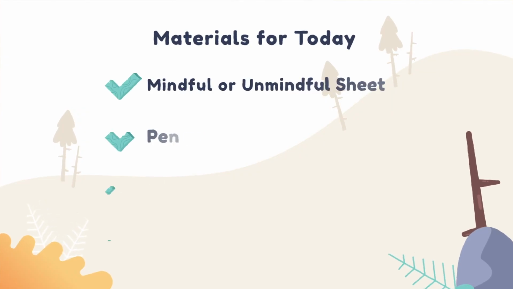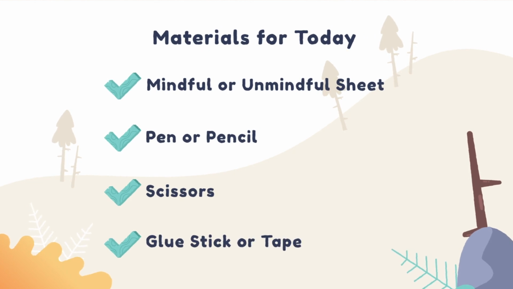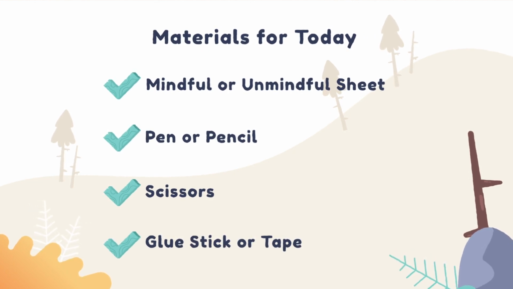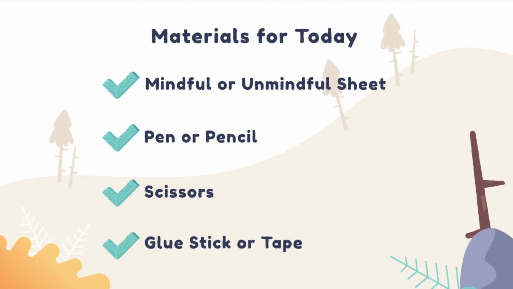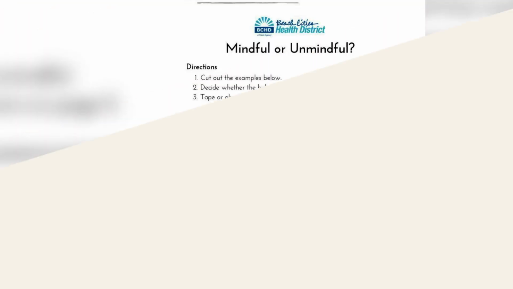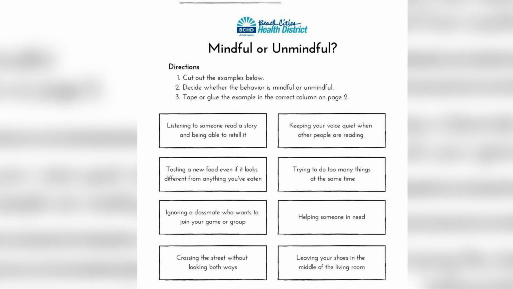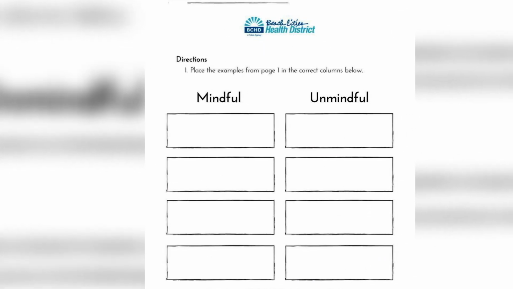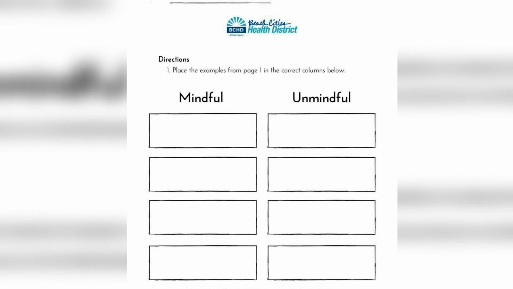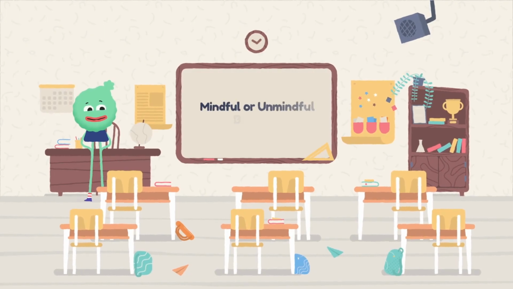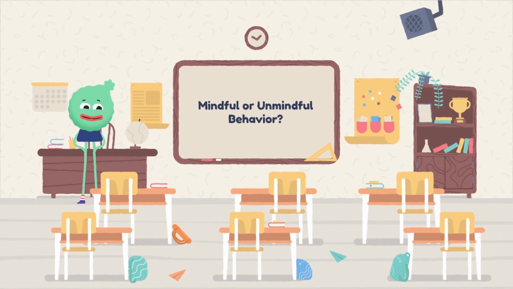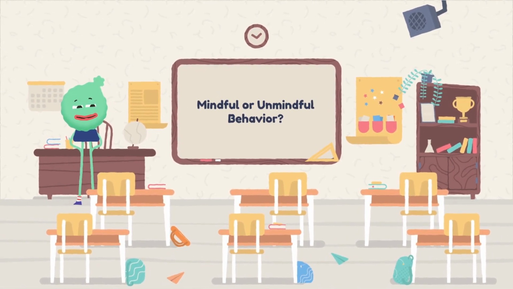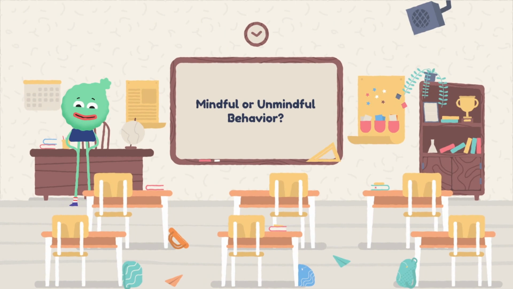Here are the materials you need for today: the mindful or unmindful worksheet, a pen or a pencil, scissors, glue stick, or tape. Here's a picture of each worksheet. We'll be referring to these worksheets a lot throughout the lesson, so be sure you have them nearby. On the top of your worksheet, you'll notice the heading Mindful or Unmindful. Your job is to decide whether or not the behaviors listed are mindful behaviors or unmindful behaviors.